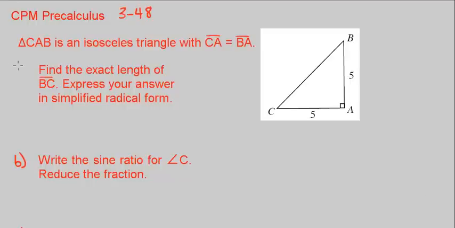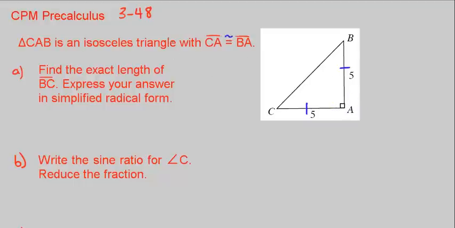This is CPM Precalculus, Chapter 3, number 48. So here we're given a triangle CAB, and it's an isosceles triangle with side CA congruent to side BA, right? CA is 5 units, and it's congruent to BA, it's also 5 units. The congruent sign actually has a little squiggly on top, so let's fix that.